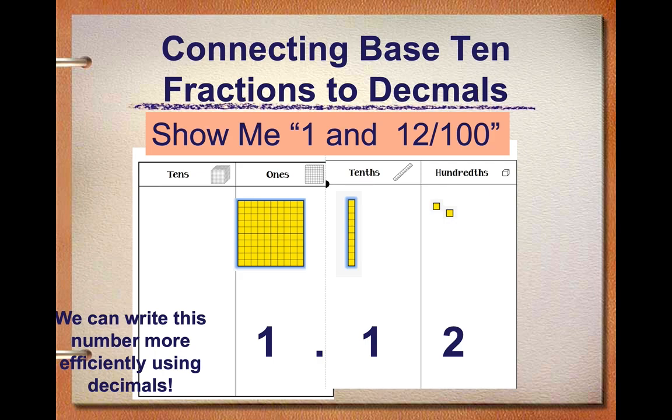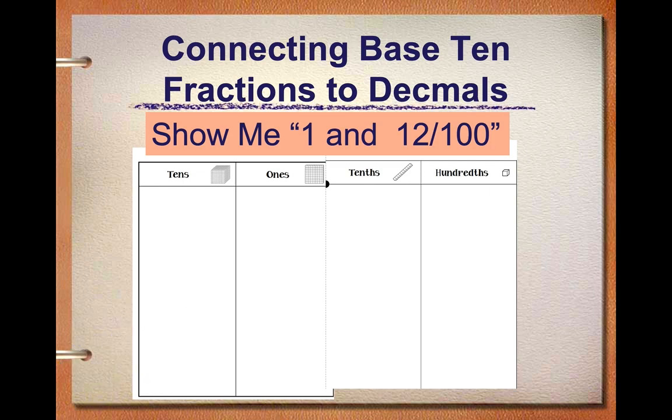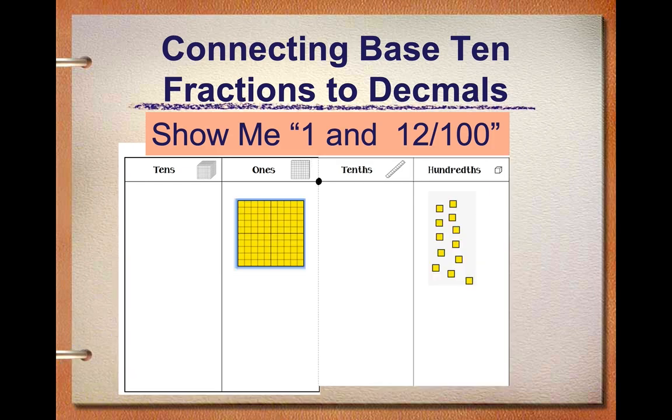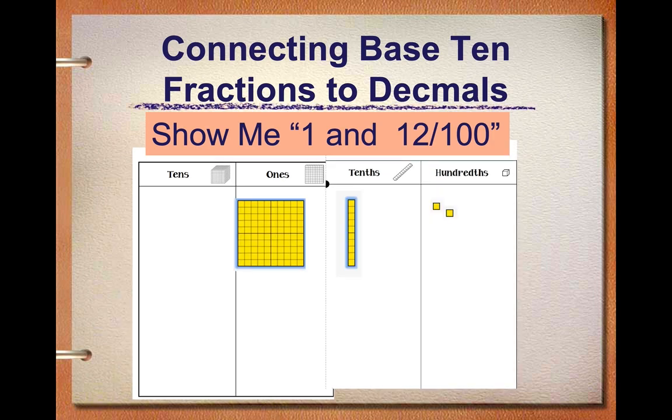And the standard way is we always basically imagine trading in for the smallest piece, kind of like we saw here. Reading it in standard form, it looks like that, 1 and 12 hundredths. So the smallest piece is the standard way of reading it, because that's what we would get if we traded in for all those small pieces.